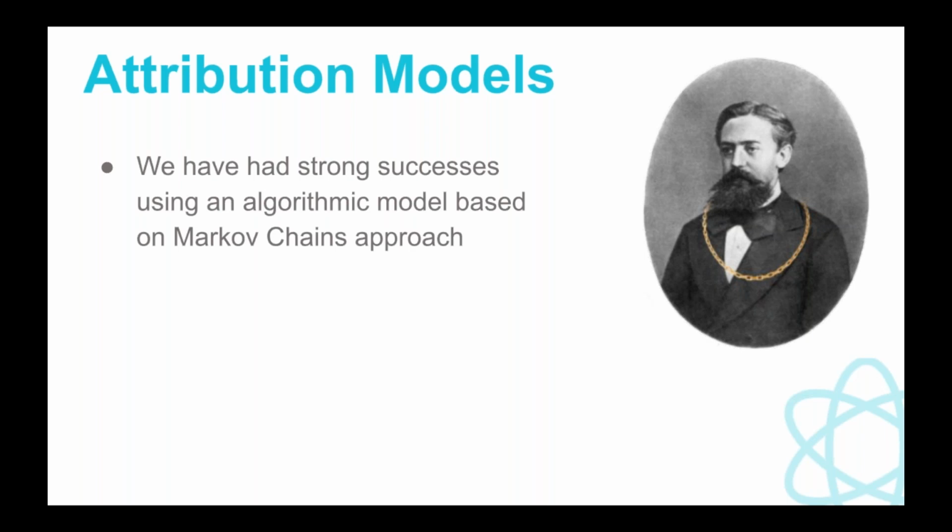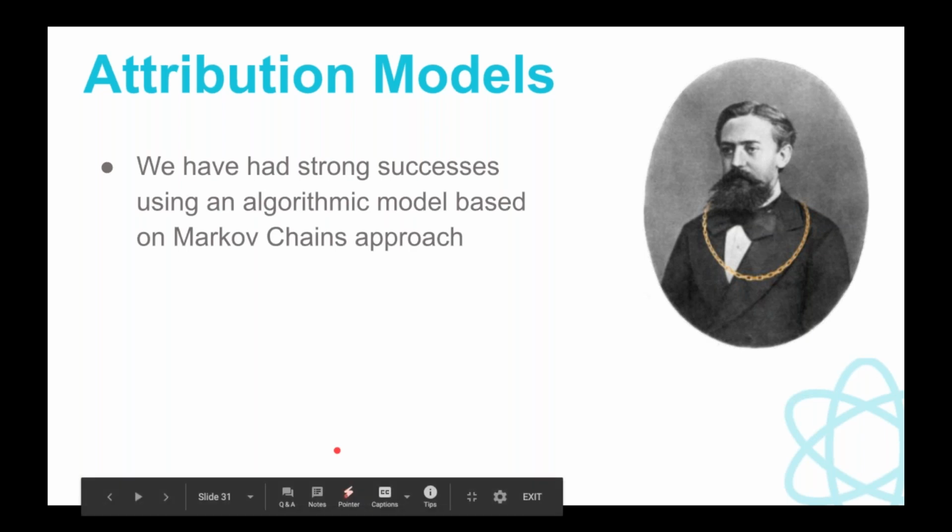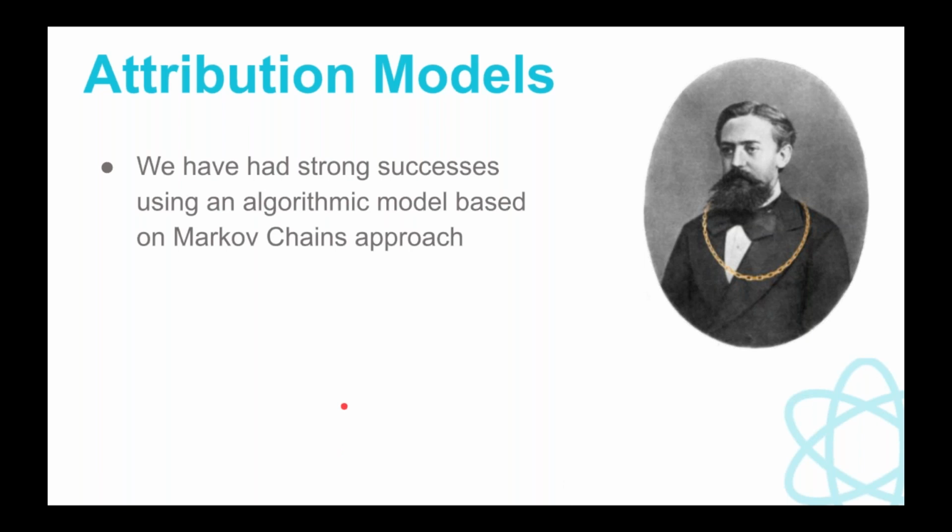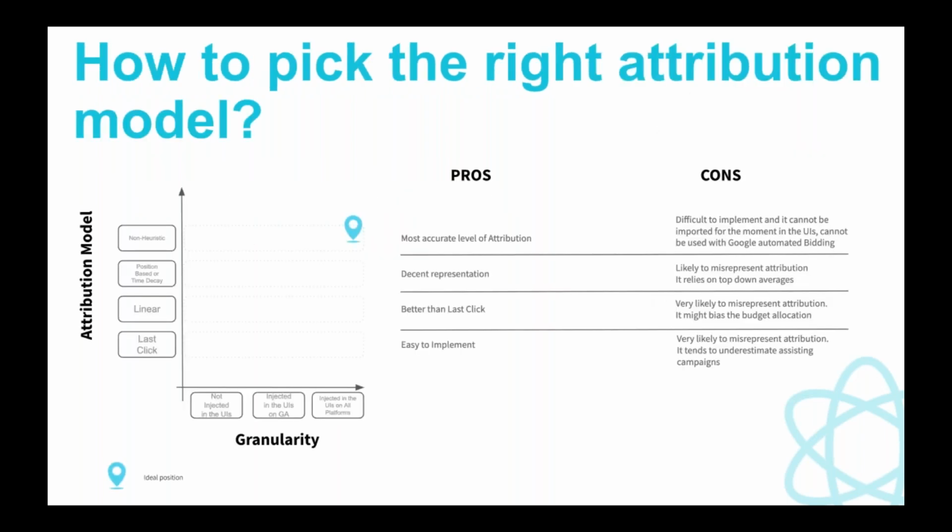There are also other models, but the main difference between the heuristic model and the algorithmic model is the fact that in the algorithmic model, you're measuring for every single interaction the weight that you want to apply, and then you aggregate this weight and you assign them. So the difference, to go back to a summary, how do you pick the right model?